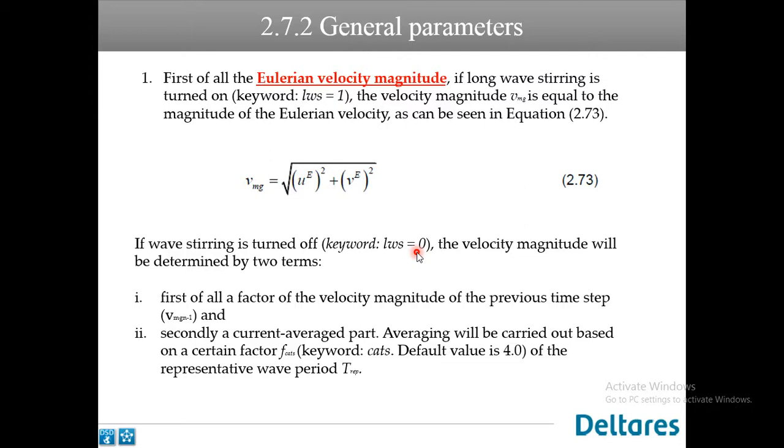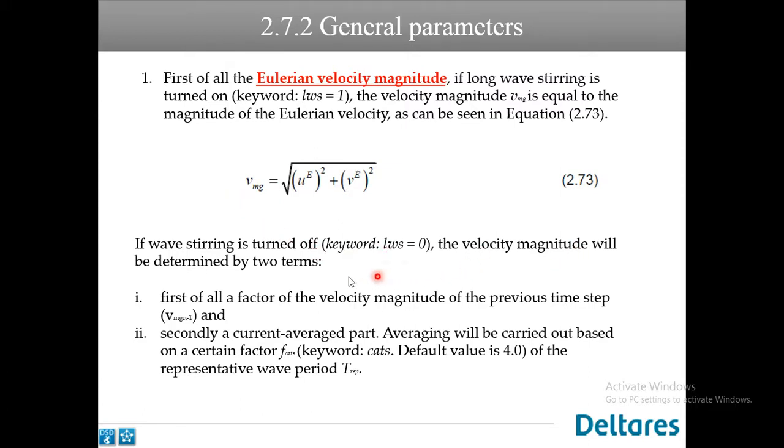Okay, first of all, the Eulerian velocity magnitude, there are three as mentioned. If long wave steering is turned on, the velocity magnitude is equal to the magnitude of the Eulerian velocity, as can be seen in equation 2.73. So the velocity magnitude is just the Eulerian velocity from the x and y components, adding up the velocity magnitude of the mean flow.